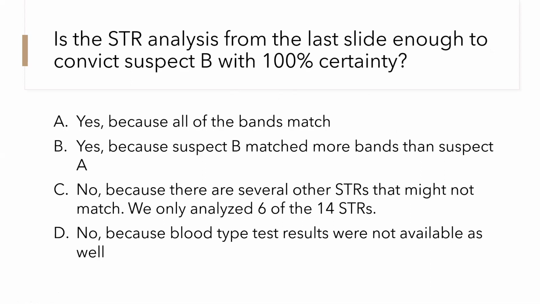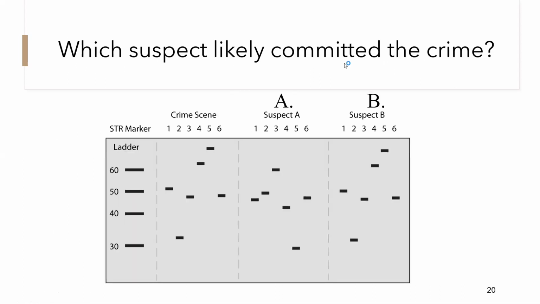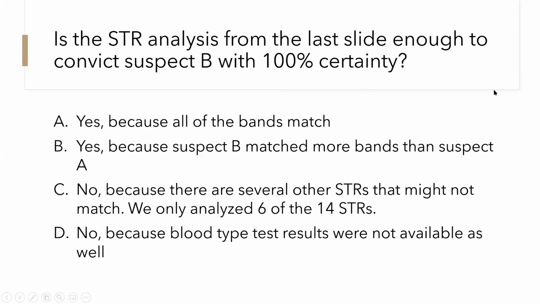However, I want you guys to think about, in that analysis that I just showed you, using 6 STR markers, was that enough to convict suspect B with 100% certainty? What would you put down? Now, some of you might have said, yeah, because look at it. This matches this, right? Completely the same. However, remember I told you that there are 14 STR markers. We only looked at 6. There's a good chance that the other markers are probably not going to match. So I don't think we can be 100% certain that suspect B was the one who committed the crime.